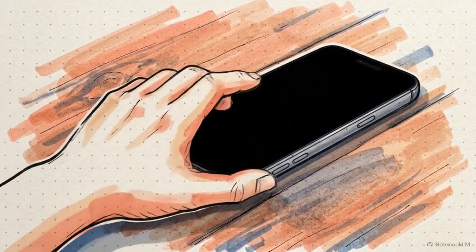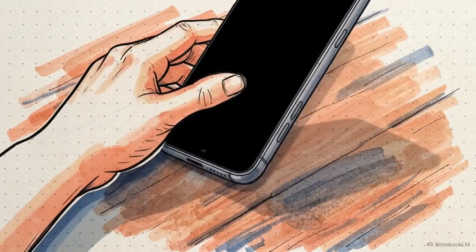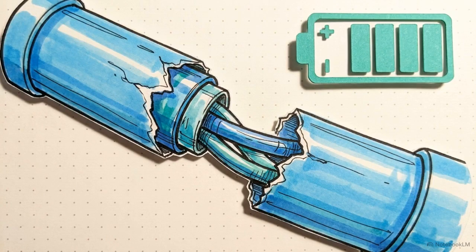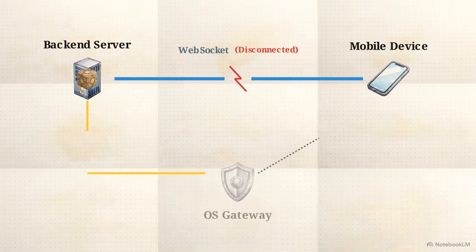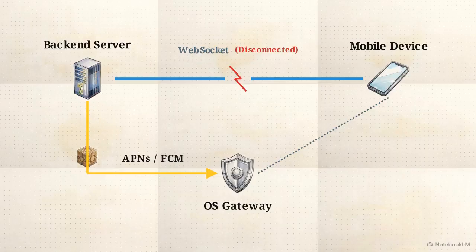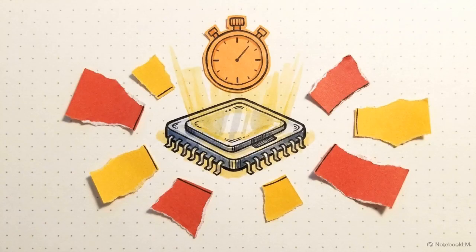When you lock your phone or switch to another app, the operating system completely severs all active WebSocket connections to save battery life. The server recognizes that the pipe is dead. Instead of trying to reach the phone directly, it diverts incoming messages to the operating system's push notification gateway, like Apple's APNs or Google's Firebase. The operating system receives the notification and grants the messaging app a tiny 3-second background window.